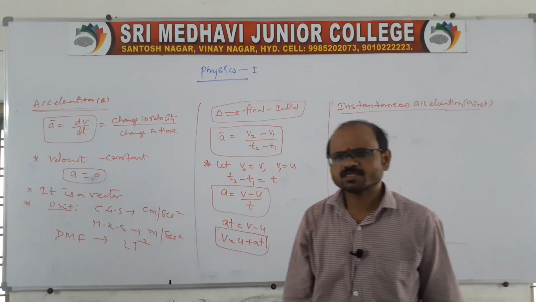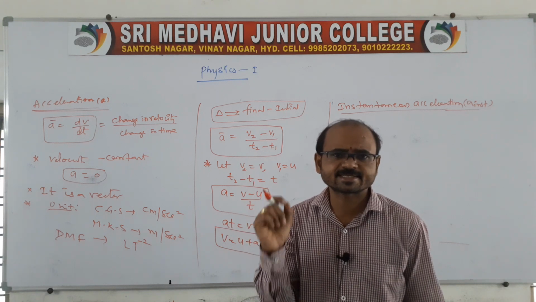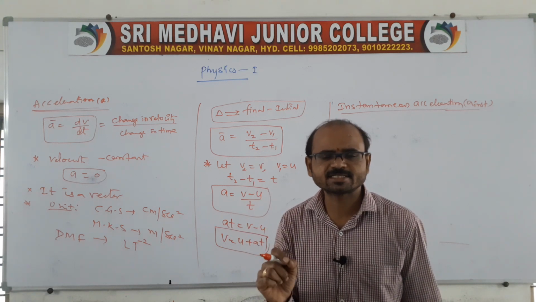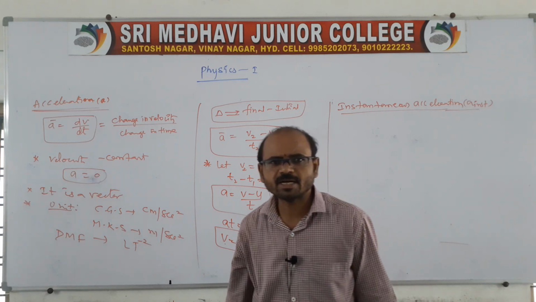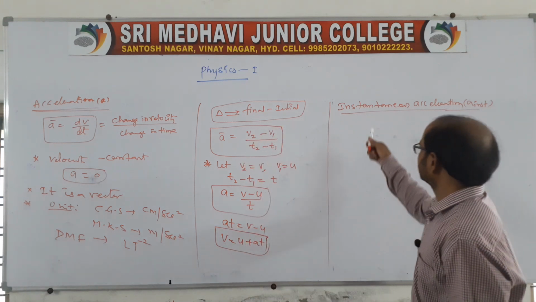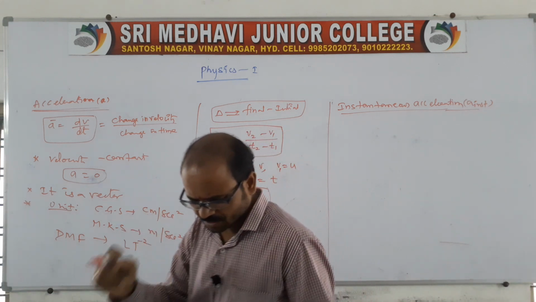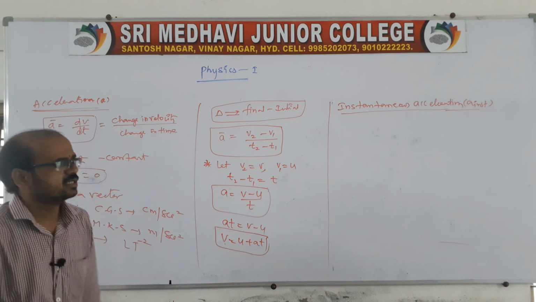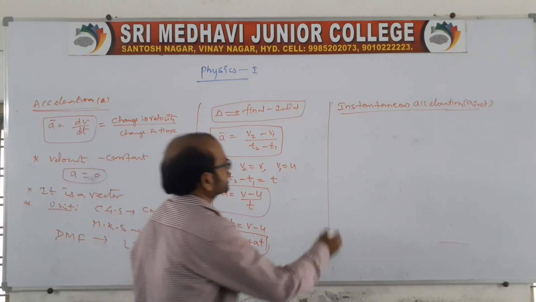Same with velocity: that is instantaneous velocity, that is, at a particular time, at a particular place, the velocity of a particle. Here also, instantaneous acceleration is nothing but, at a particular place, at a particular time, the acceleration of a particle, which we can call an instantaneous acceleration. Okay? Now we can write like this.